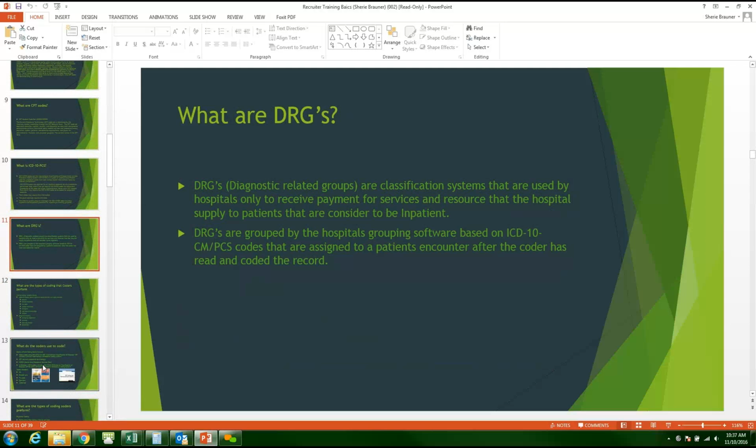Slide number 11. What are DRGs? DRGs, diagnosis-related groups, are classification systems used by hospitals only to receive payments for services and resources that the hospital supplies to patients who are considered to be inpatient accounts. DRGs are grouped by the hospital's grouping software based on the ICD-10-CM and PCS codes assigned to a patient's encounter after the coder has read and coded the record.